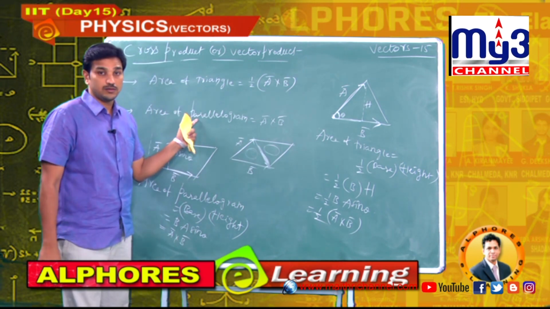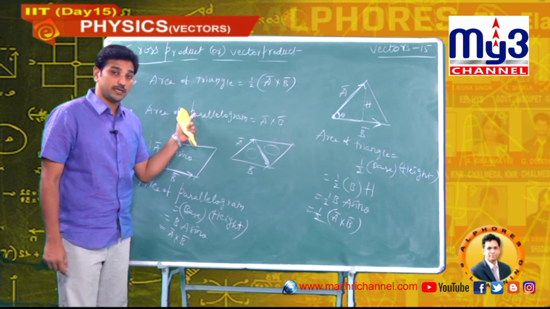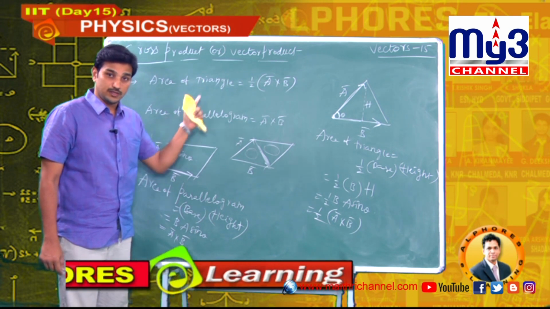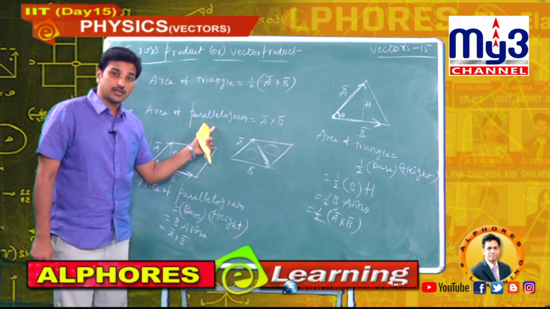I think you understood how to trace out the area of a triangle and the area of a parallelogram by using the method of cross product. Area of triangle is half into A cross B. Area of parallelogram is A bar cross B bar.